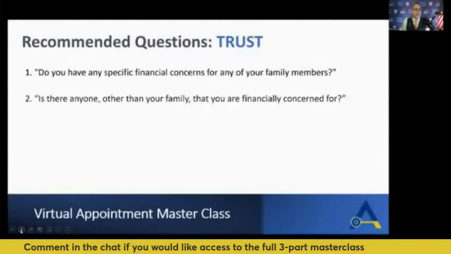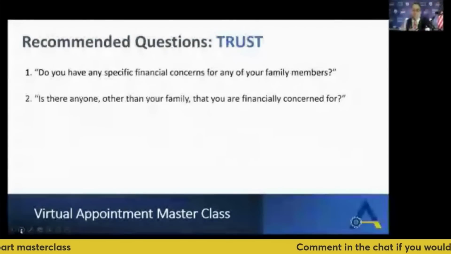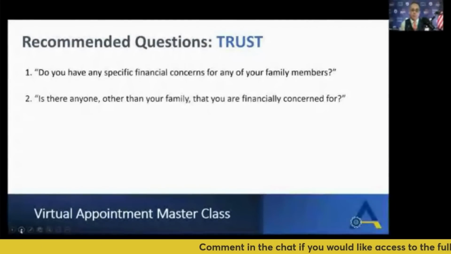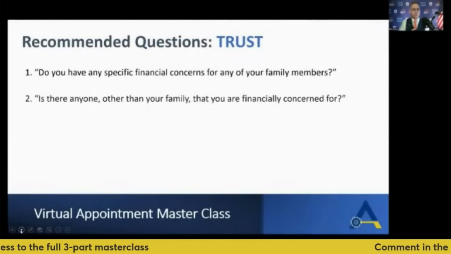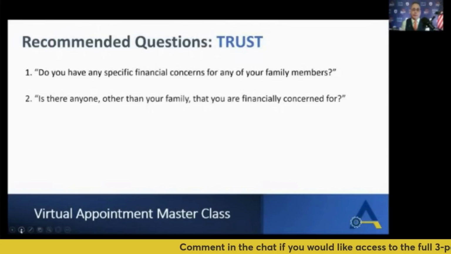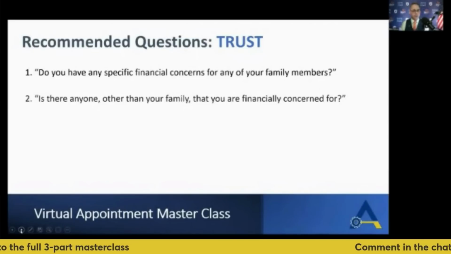Next, is there anyone other than your family that you're financially concerned for? Oftentimes, like in my particular case, my best friend at age 52 was diagnosed with pancreatic cancer. His kids were in elementary school, and he was extremely concerned about helping them get through college and marriage and into adulthood. And that was his greatest concern. My wife and I became their godparents, and we agreed that we would make sure that we were always there for them the way that he would be there for them.